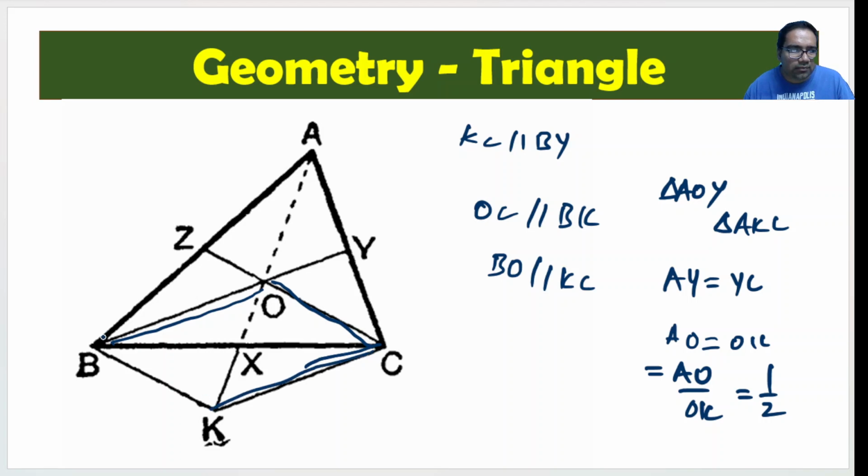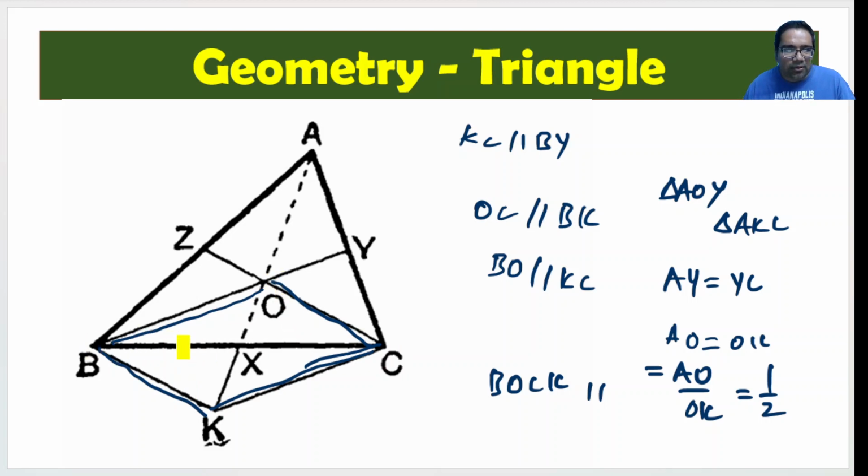BOCK, sorry, BOCK. This is a parallelogram now, right? Because BO is parallel to KC and BK is parallel to OC. So that means the quadrilateral BOCK is a parallelogram. And these two, OK and BC, are diagonals. We already know that in a parallelogram, the diagonals bisect each other.